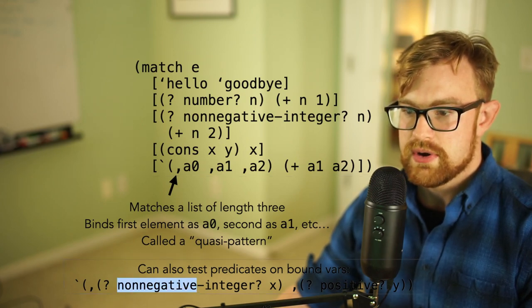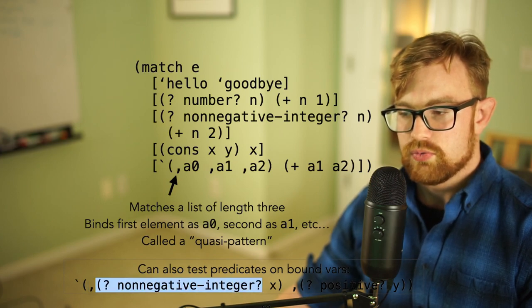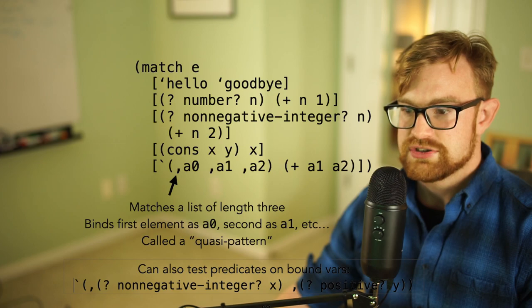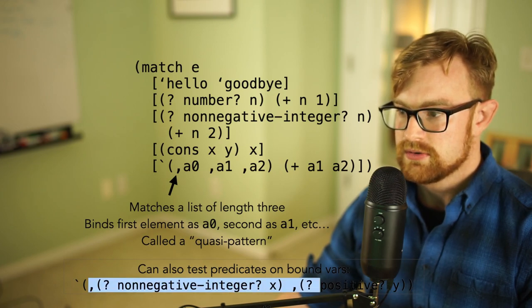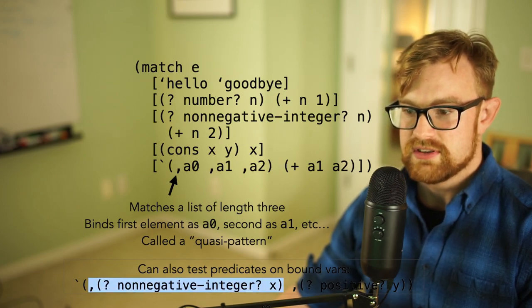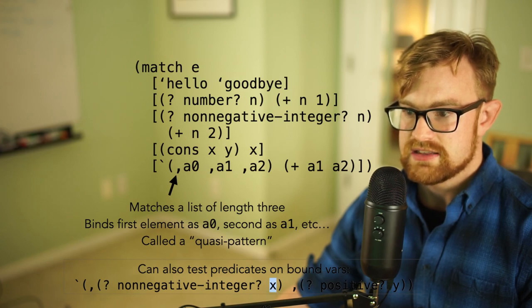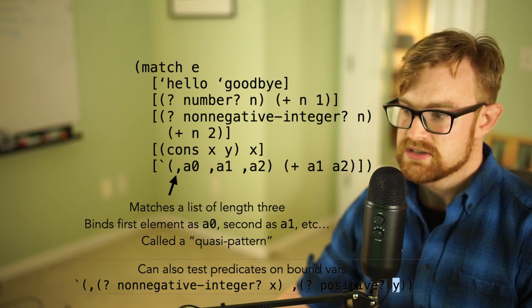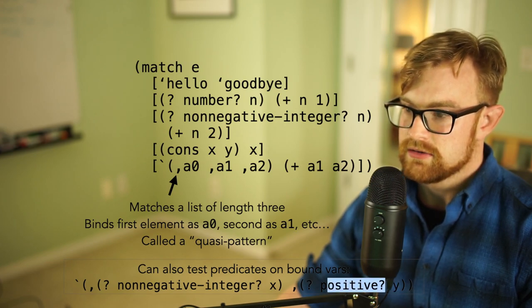Now note, you can also have quasi-patterns that use other patterns. So here, for example, this matches a list of length 2, where the first element of the list is bound as x and satisfies non-negative integer?, and the second element of the list is a positive?